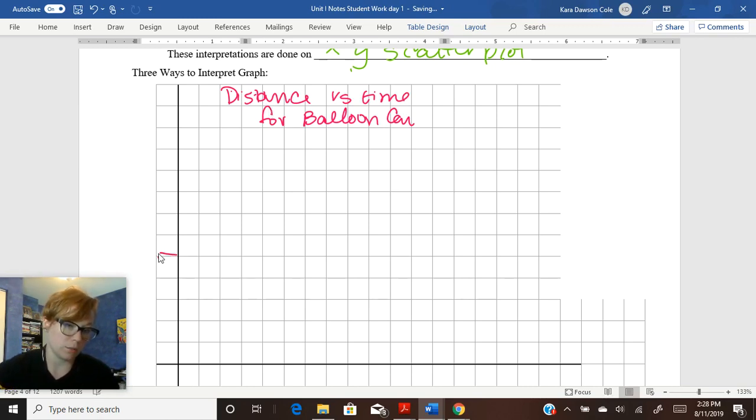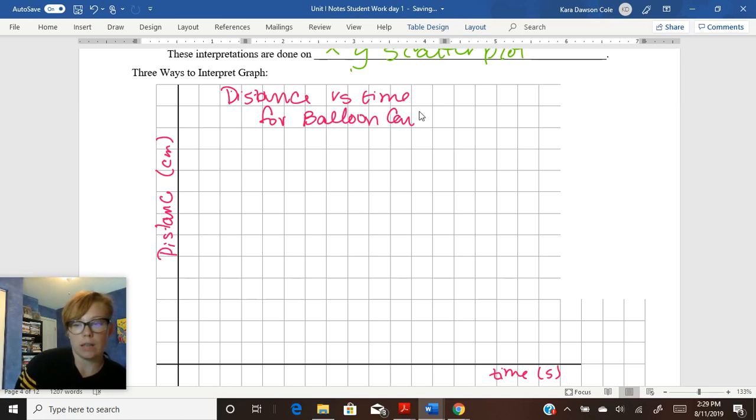So distance would be here. And we'll say that this is in centimeters because I don't think a balloon car is going to be traveling meters long. And then this would be my time. And I would say that this is in seconds because I'm going to do it in seconds. So then I've got my X and Y axis labeled.